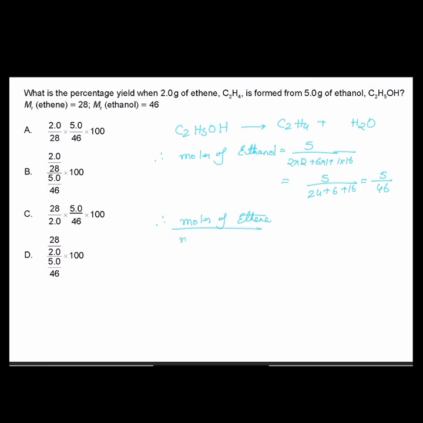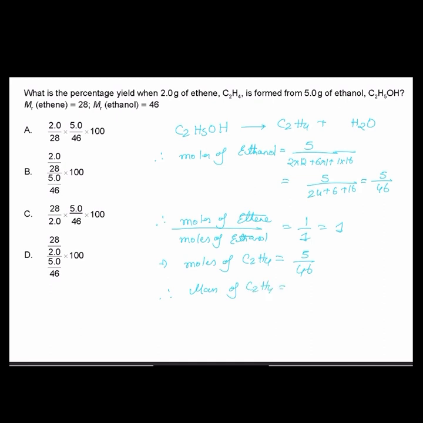Moles of ethene we can find by the stoichiometric ratio between ethene and ethanol. Ethene and ethanol are both in a 1:1 ratio, so the moles of ethene would be equal to the moles of ethanol, which is 5 by 46. Now we have to find the mass of ethene.